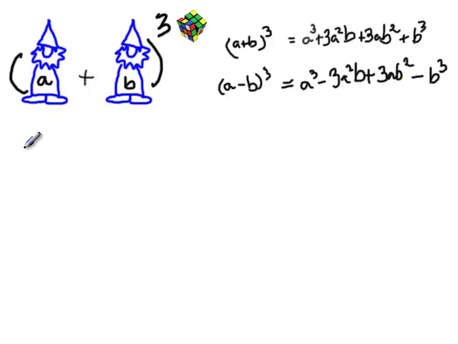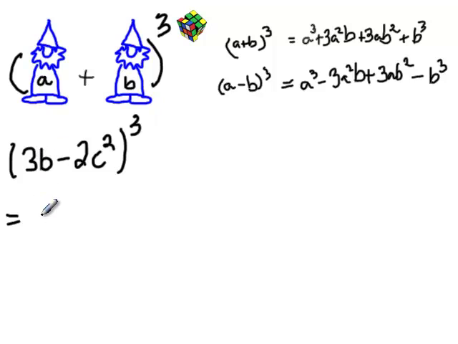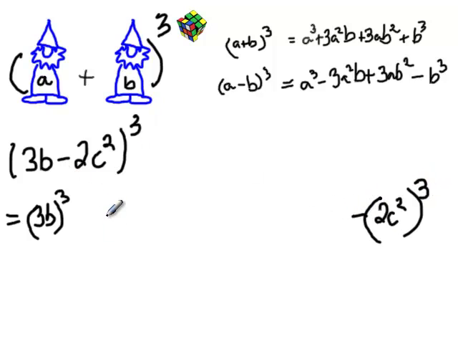Okay, let's look at something like this: 3b minus 2c squared, all cubed. Be very careful when you expand these. My suggestion is to take it very slowly. It's way too easy to make a mistake. Okay, 3b, all of it cubed. Now to the end here, I'm going to have 2c squared, all of it cubed. And it's minus because that's minus.